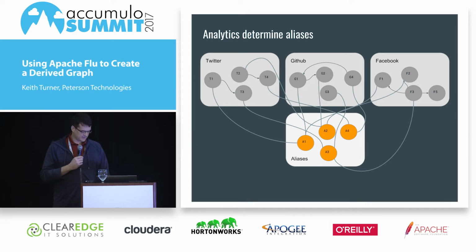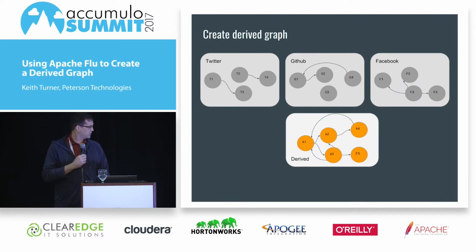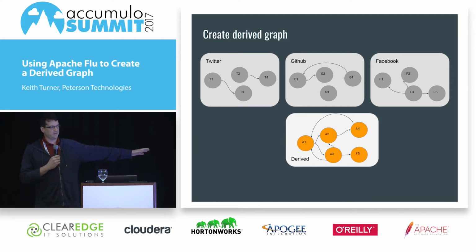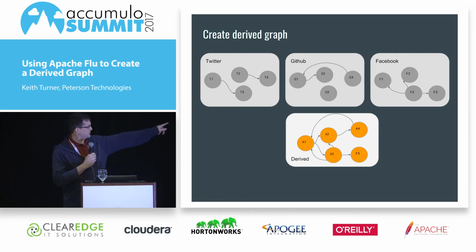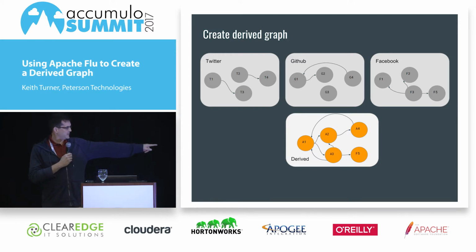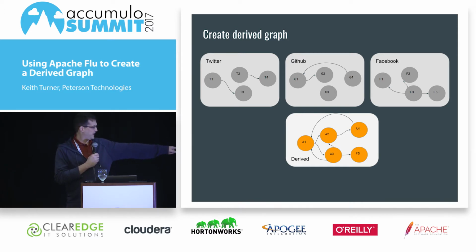So when we take all the aliases, we can create a derived graph where we pull the links from all the three graphs above and generate this virtual graph that has all the follows relationships from all the different raw graphs. So for instance, we have the user T1 follows T3, and then T1 is aliased to A1 and A3, so we get that follows relationship between A1 and A3 from Twitter. And then we have a follows relationship from A3 to A1 coming from Facebook, coming from F3 and F1.